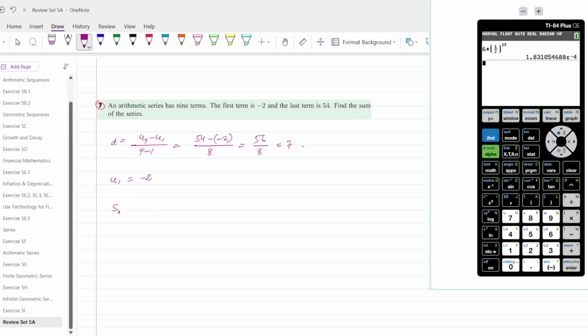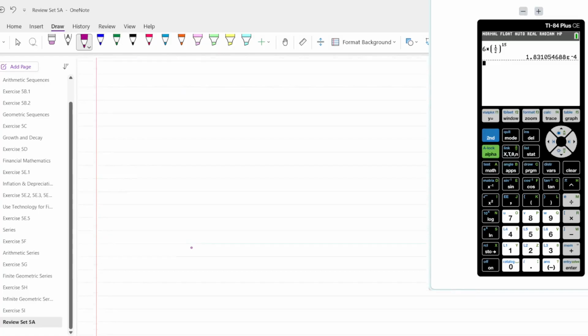So the formula for sum is Sn equals n divided by 2, 2u1 plus n minus 1 times d. So S9 is going to be 9 divided by 2, 2 times u1, that is -4, plus n minus 1, 9 minus 1 is 8 times d, d is 7. Now whatever comes is the answer. Let's go to the next problem.